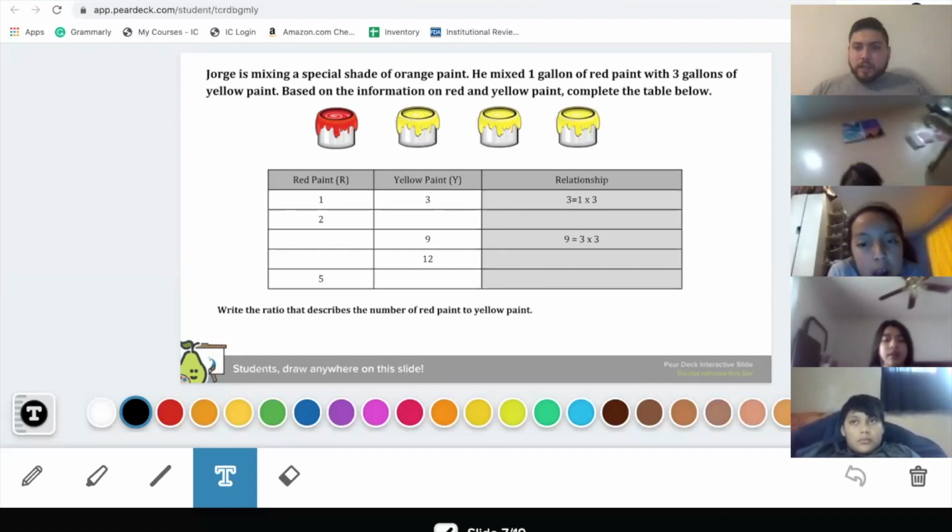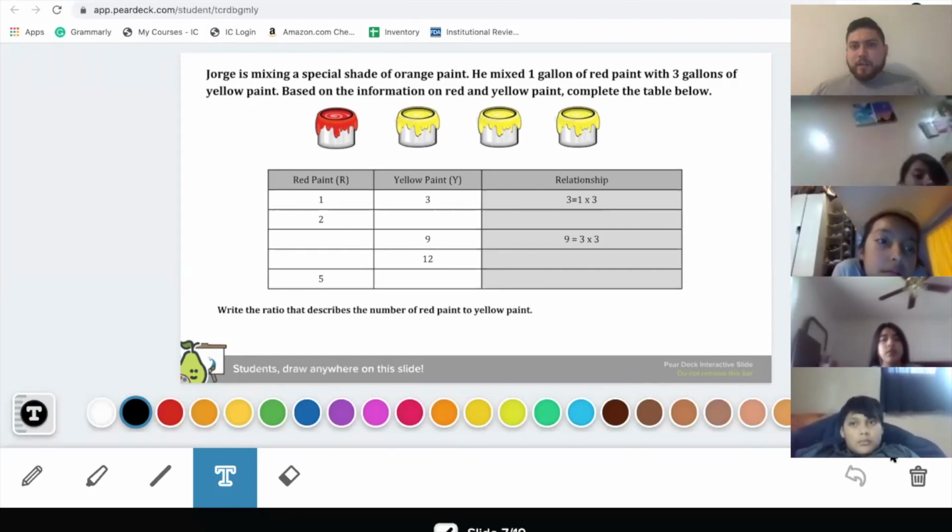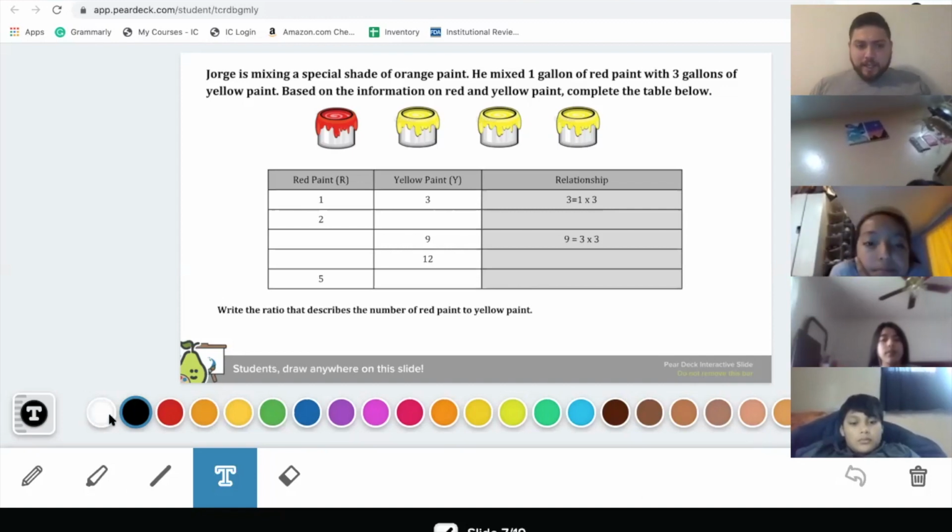Awesome. Thank you for reading. I appreciate you, Stephanie. So we're going to find out this special shade of orange paint. It's mixed by 1 gallon of red, 3 gallons of yellow. I'm going to annotate that, guys. So everybody should be annotating their Pear Deck. So Jordy, make sure we're annotating.